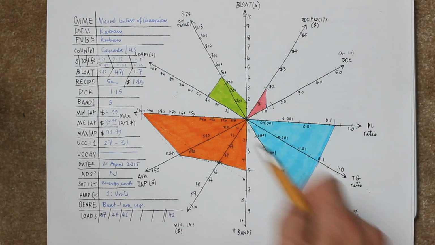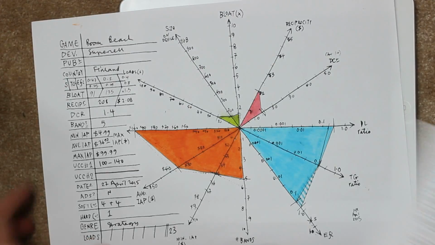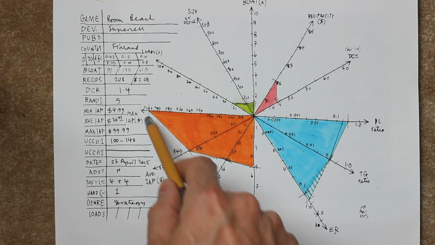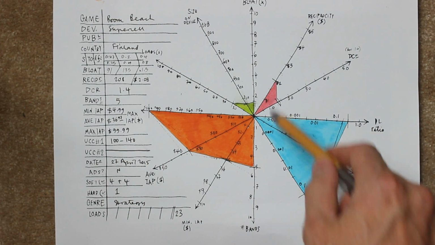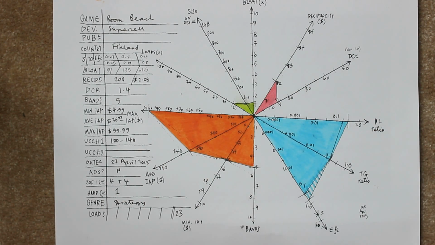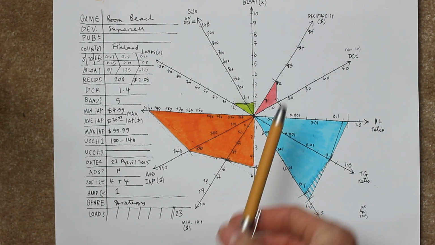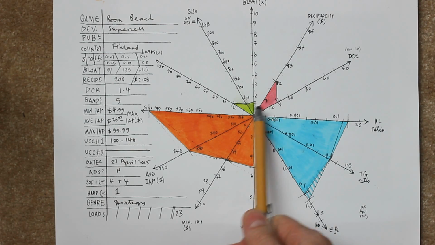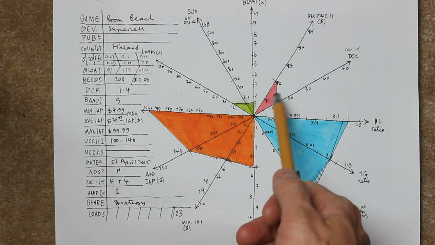So just comparing the two again, you can see that's the big difference. And a quick look again. This is Boom Beach from Supercell. Another big area here, we're going up to $100. Reciprocity is about the same actually as Kabam's Marvel game, so you're getting about $2 of currency, and your discount currency ratio is about 1.4.